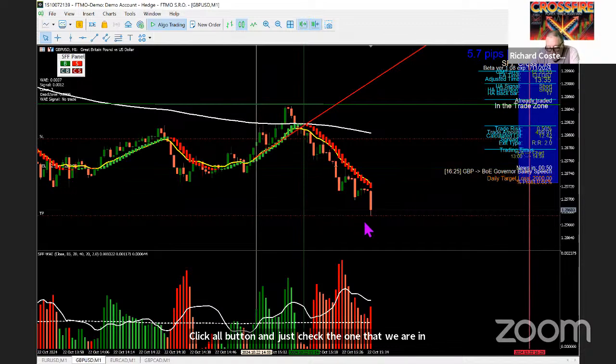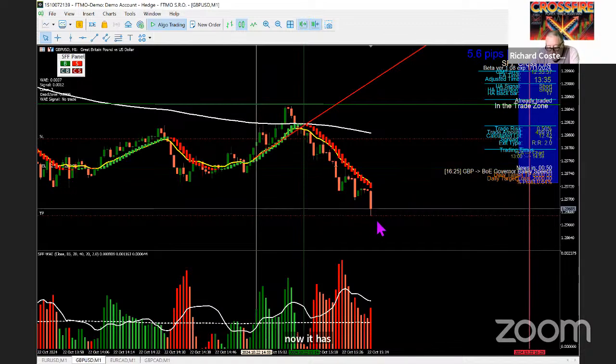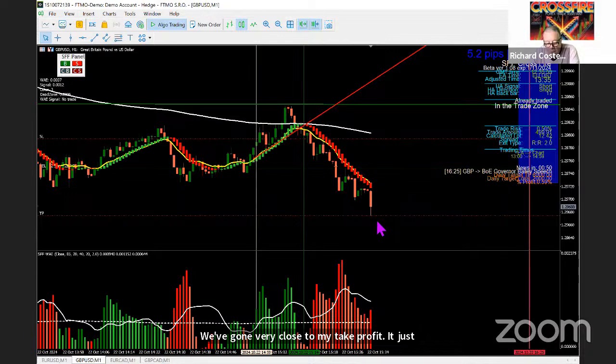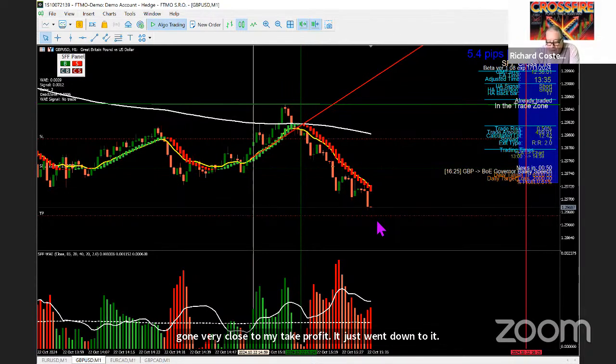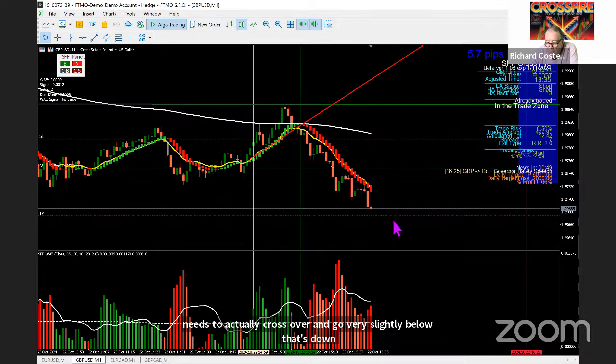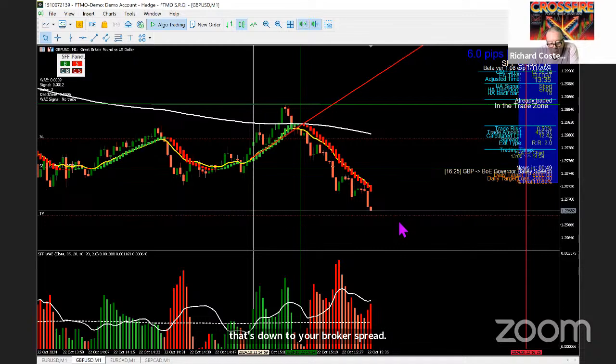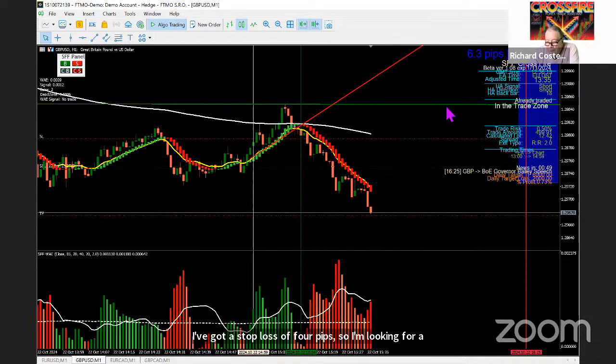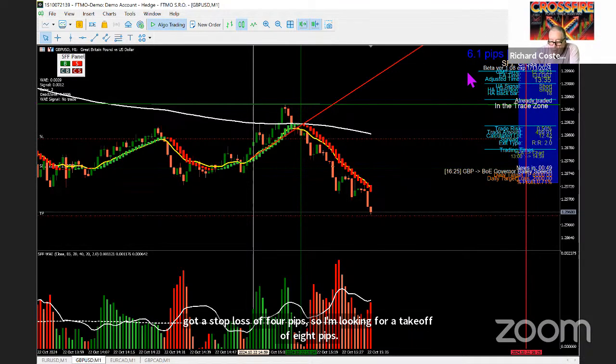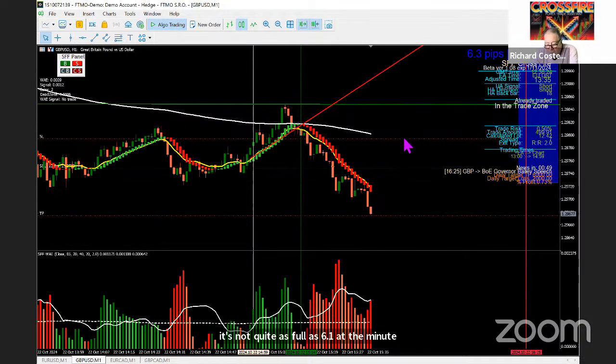Now it has gone very close to my take profit. It just went down to it. What you'll find is that in order to take you out, it needs to actually cross over and go very slightly below. That's down to your broker spread. I've got a stop loss of 4 pips, so I'm looking for a take profit of 8 pips. It's sort of 6.1 at the minute. It needs to go a little bit further down, but everything's pointing in the direction of it doing so.